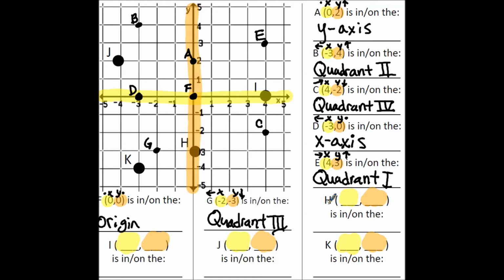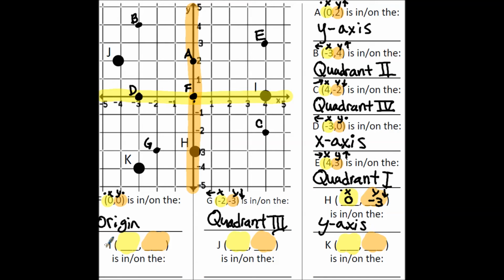For point H, we are going to find H on the coordinate plane. When we look at our x-coordinate, we're in the center of the graph, and for our y-coordinate, we went down 3 to get to H. So our x-coordinate is going to be 0, and our y-coordinate is going to be a negative 3, and that happens to be on our y-axis.